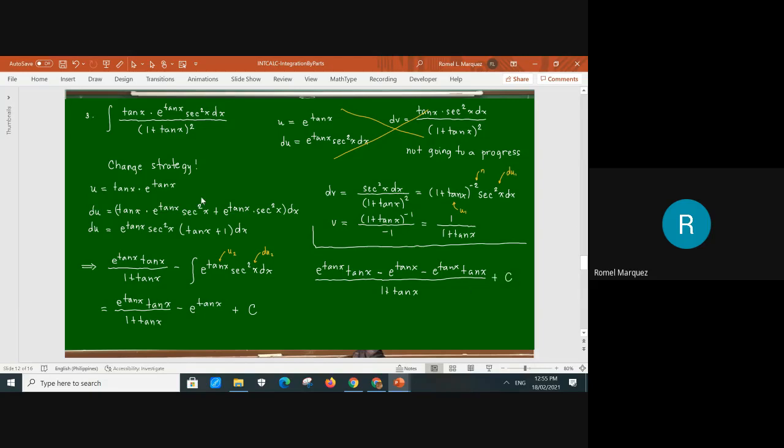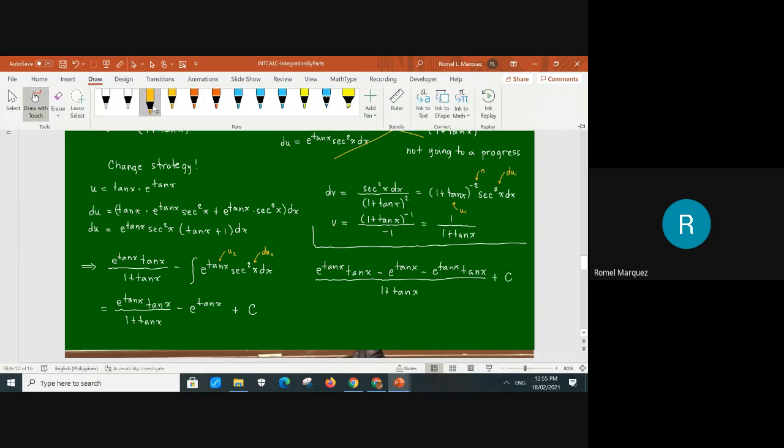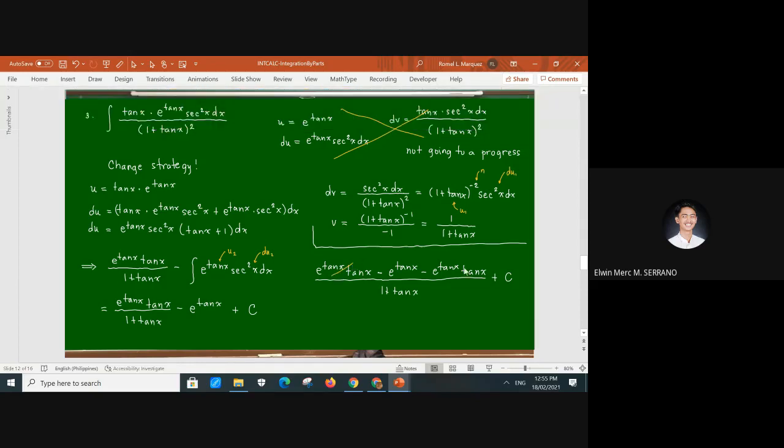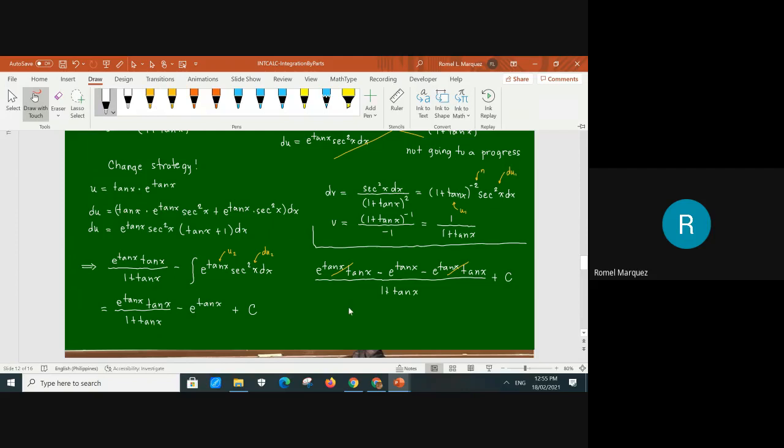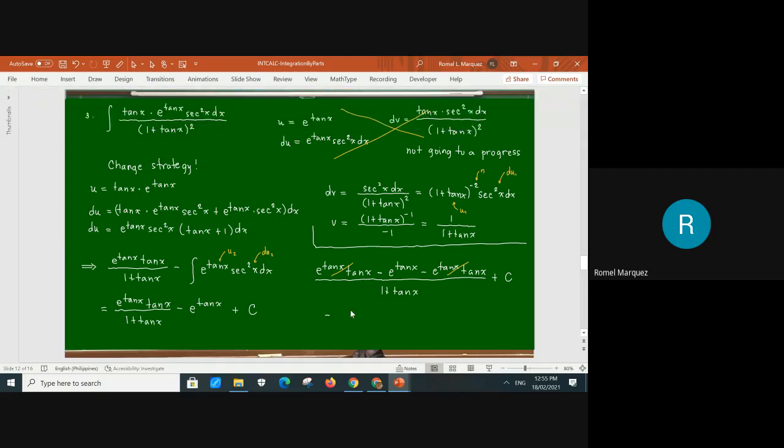Which can I cancel? The tangent x. Then we'll just have negative e to the tangent x over 1 plus tangent x plus C. Okay, that's it.